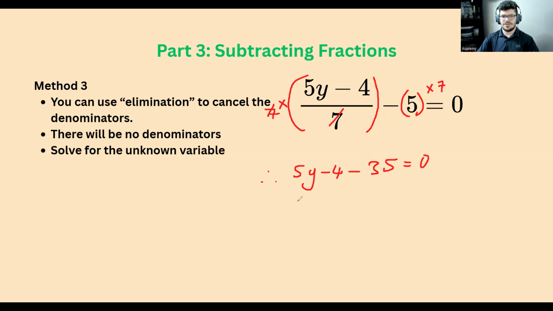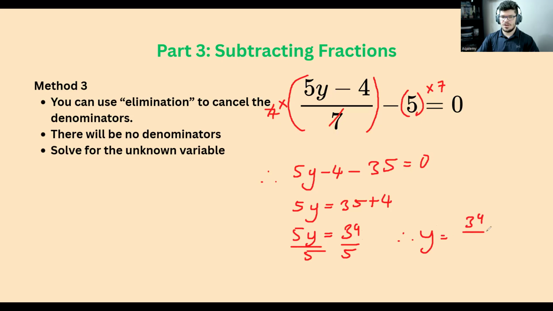Send the constant values over the equal sign. 5y is equal to 35 plus 4. 5y is equal to 39, divided by 5, divided by 5. The final answer for y will be equal to 39 over 5. I don't think we can simplify this further. We leave it as is.